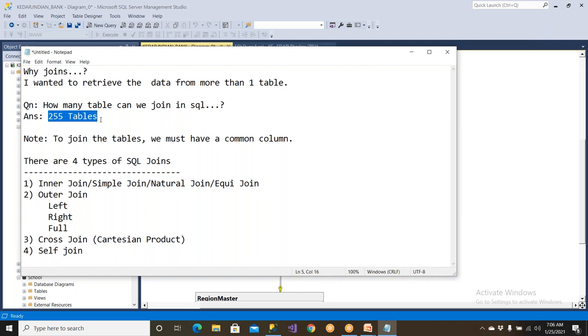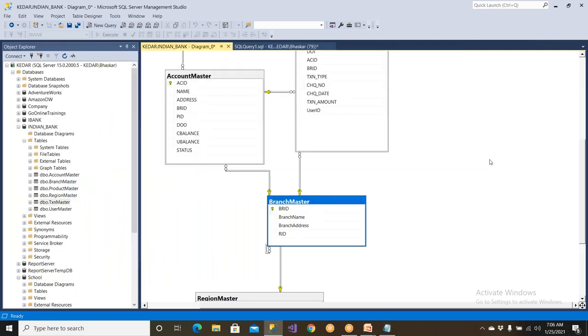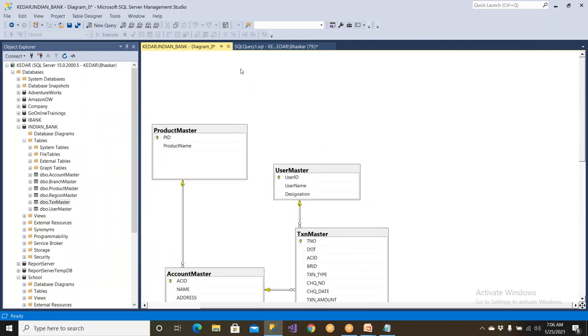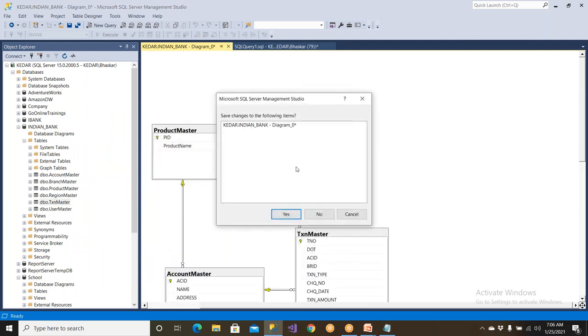You can use purely inner joins, or purely outer joins, or an inner join and outer join put together, or a cross join, or a self join. However you want to mix and match, that is applicable. But the only thing is that you should know how the tables are linked.